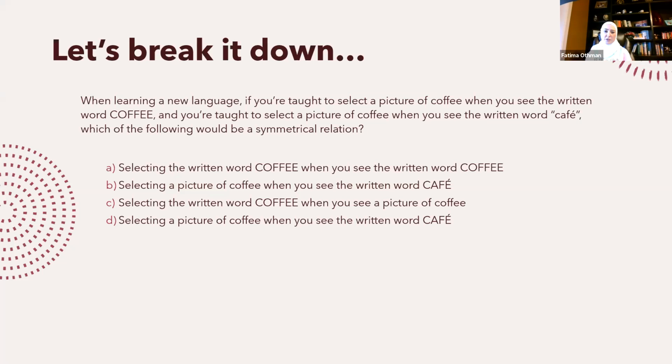When learning a new language, if you're taught to select a picture of coffee when you see the written word coffee, and you're taught to select a picture of coffee when you see the written word cafe, which of the following would be a symmetrical relation?